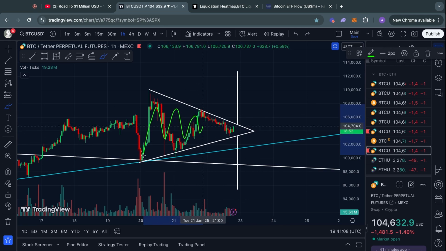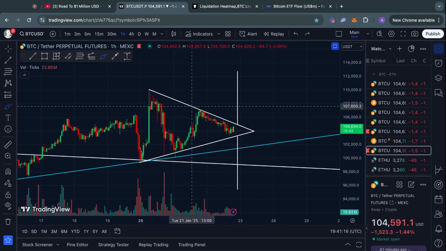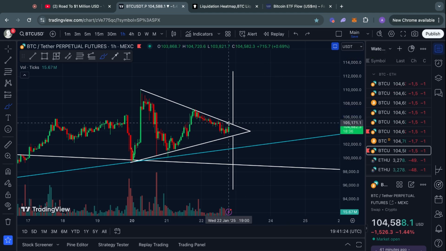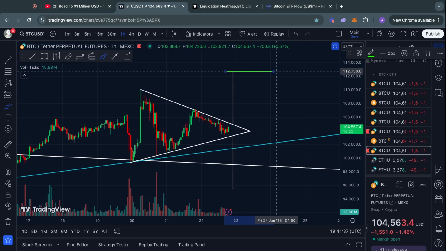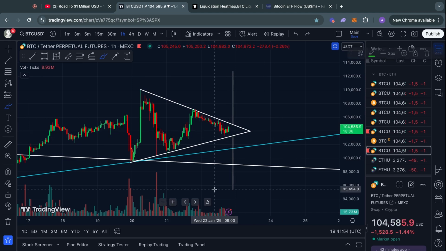Now, a symmetrical triangle pattern is a consolidation pattern, so it doesn't have a bullish or bearish bias. Therefore, if we were to break above this descending line of resistance, currently sitting at about 105.2K, then it would set up this price target of about 112.5 thousand US dollars in the Bitcoin price. However, if we were to now reject and get this move to the downside, breaking this level of support sitting at about 103.1K, then we actually get this price target to the downside sitting all the way as low as 95.5K in the Bitcoin price.